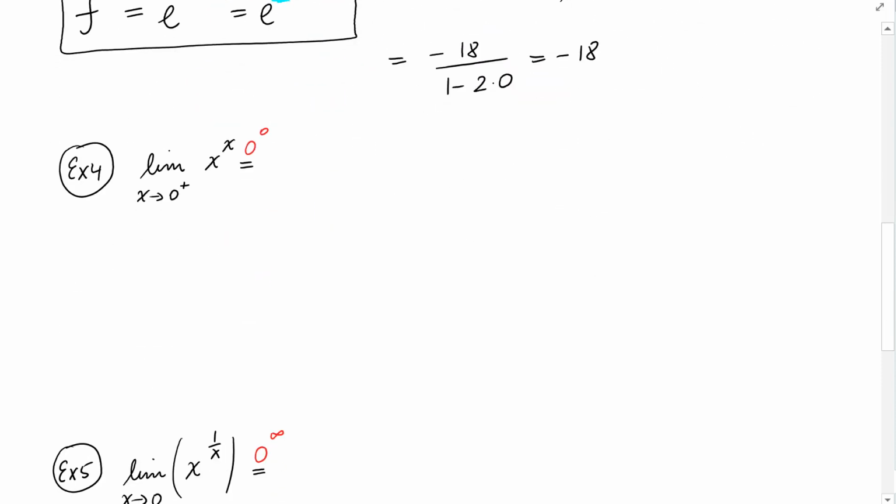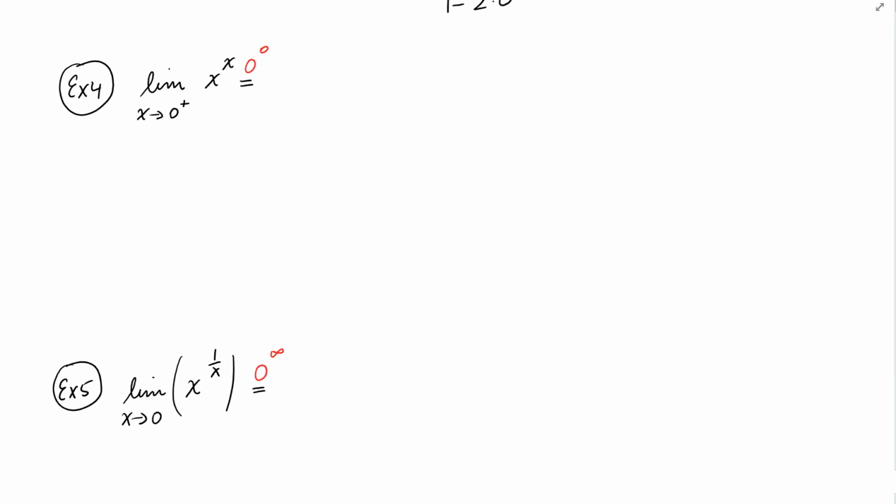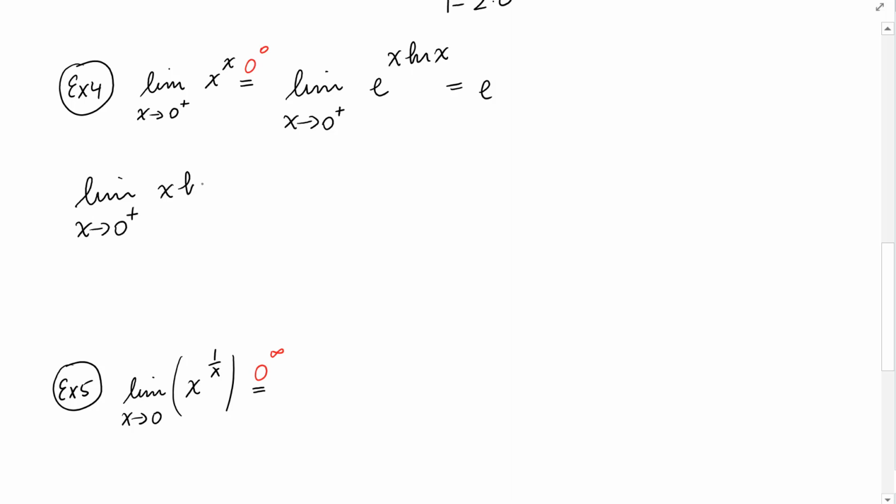Let's take a look at another problem. We have x to x. So again, we have 0 to 0. We cannot apply L'Hopital right away, so I'm going to use the same trick, writing the base e. So we get e to x ln of x, which is e to some power. So I'm going to calculate the limit separately. Limit as x is approaching 0 plus of x ln of x.